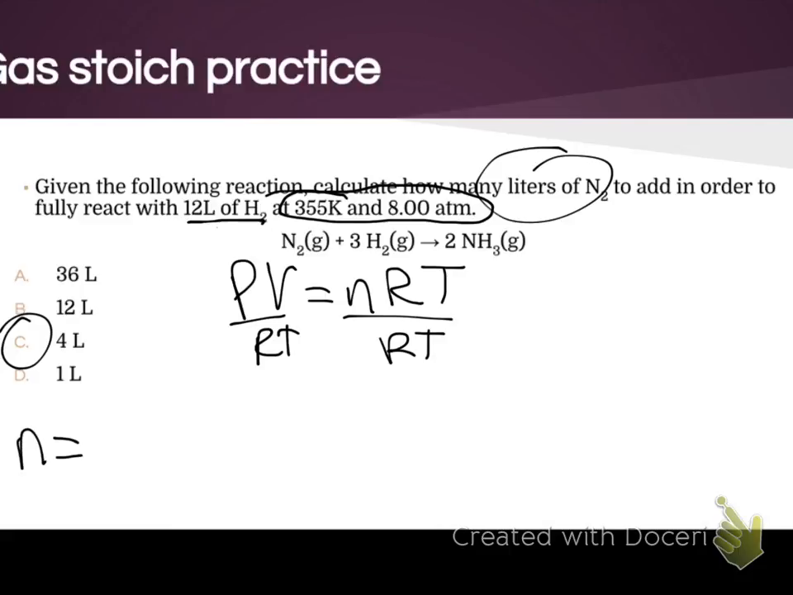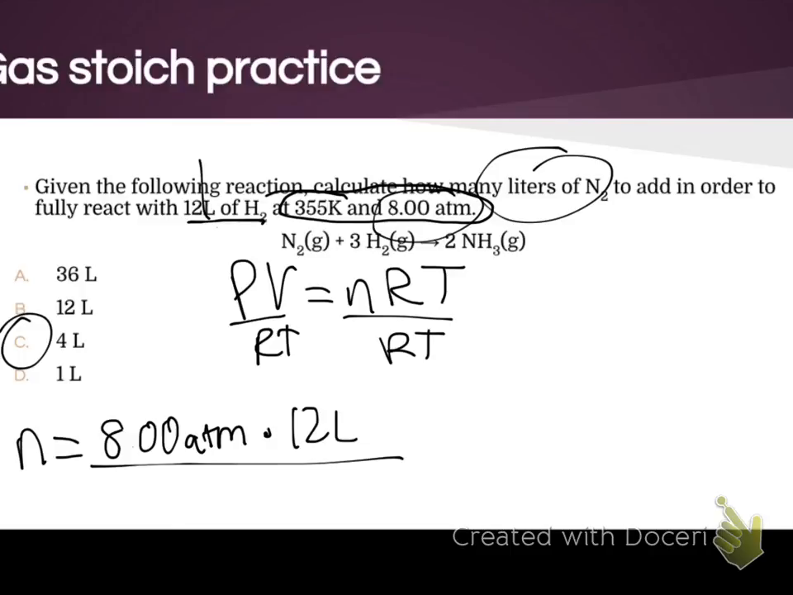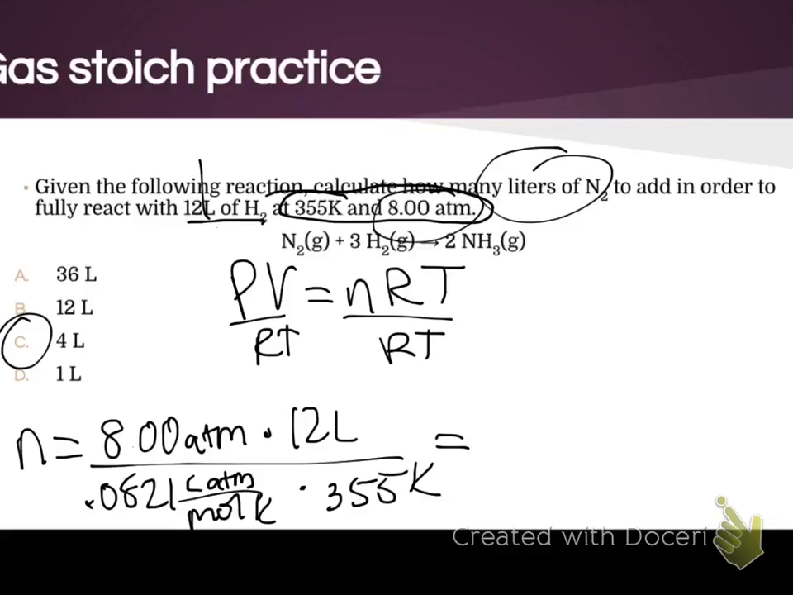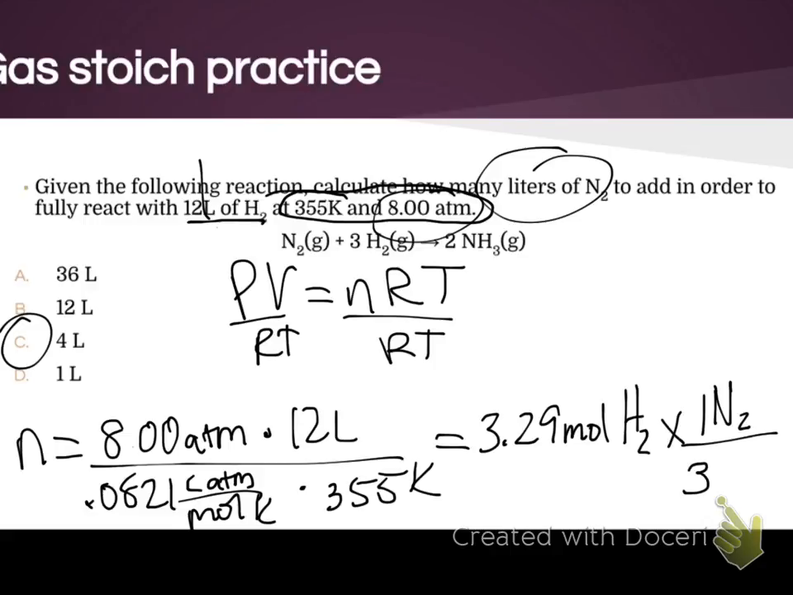And so we get here n equals the P, which is, let's see, 8 atmospheres. And we said the V, which is 12 liters, divided by R times temperature, which is conveniently already in Kelvin. So after I punch that all into my calculator, I find out there's 3.29 moles of H2. And I can convert that to N2 using the balanced reaction again. So that means that I would have 1.0979 moles of N2. And then I got to plug that back into PV equals nRT and find the volume.